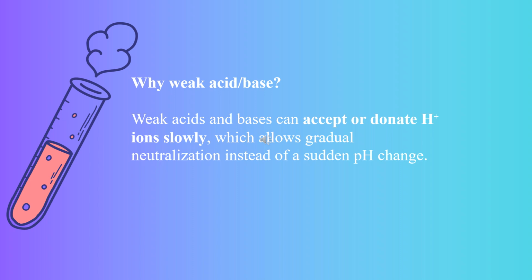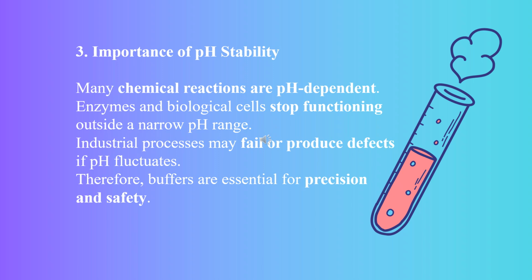Why do we use weak acids and weak bases in buffers? Weak acids and bases can accept or donate H+ ions, protons, slowly, which allows gradual neutralization instead of sudden pH change. Importance of pH stability. We know that many chemical reactions are pH dependent, like enzymes, which work in a specific pH range, and biological cells stop functioning outside a narrow pH range. Okay, industrial processes may fail or produce defects with pH fluctuations. Therefore, buffers are essential for precision and safety.